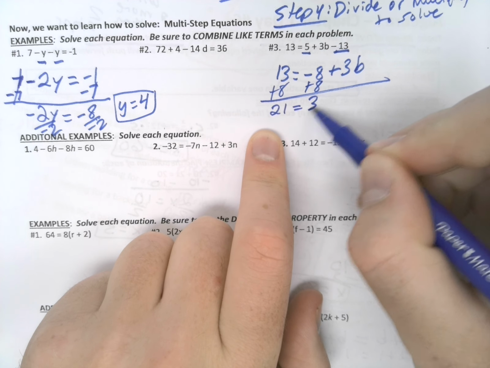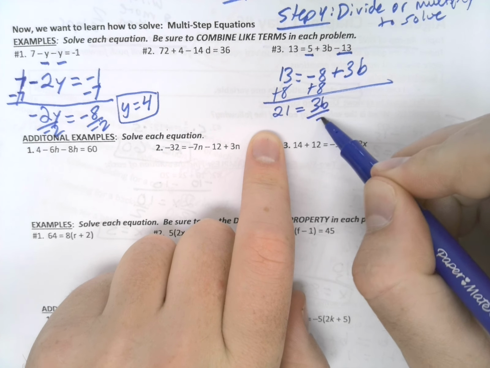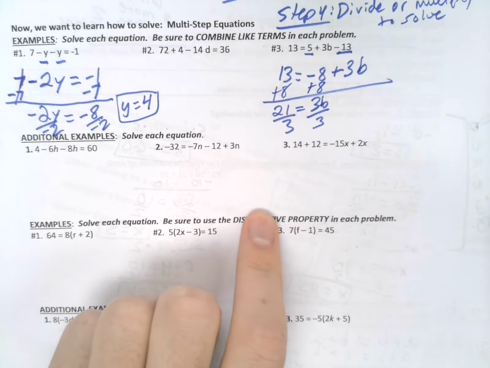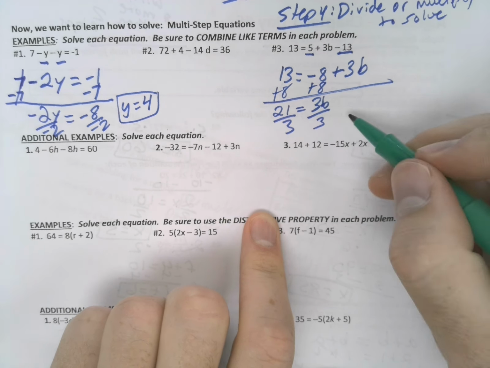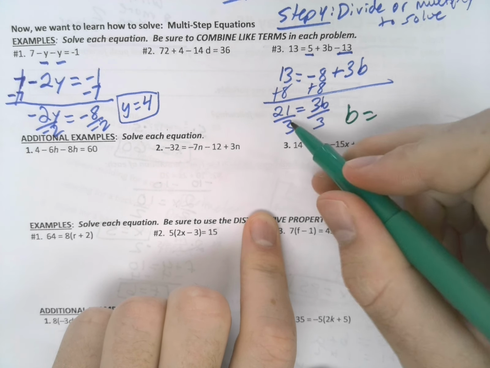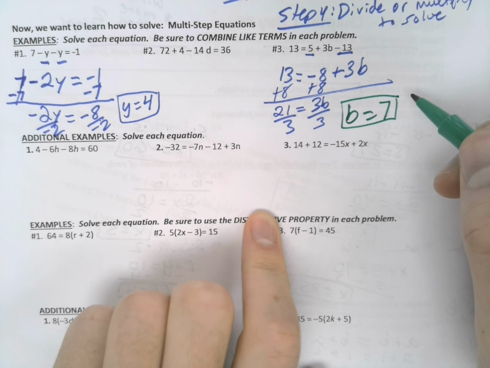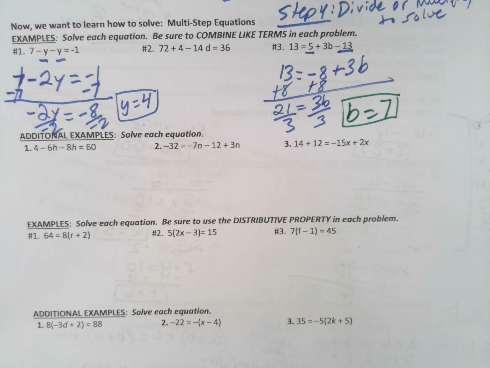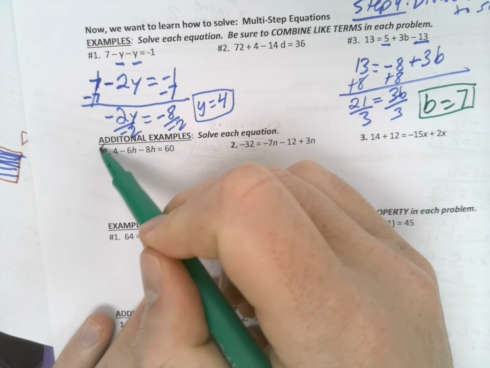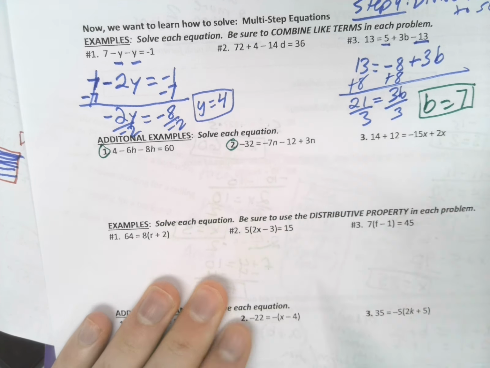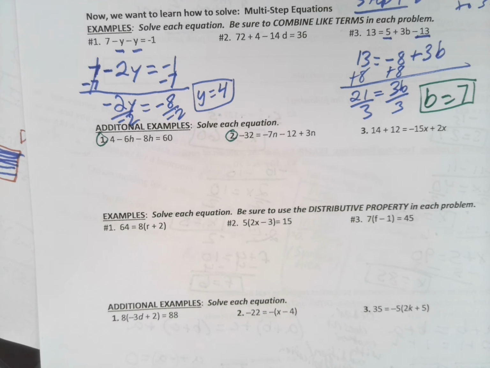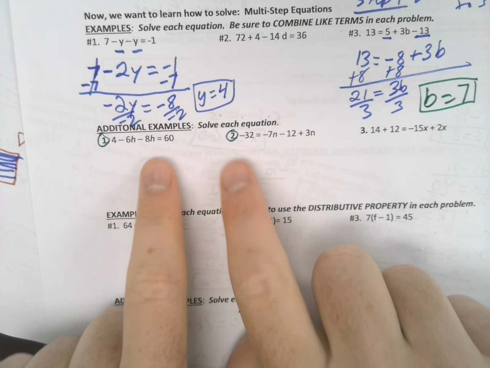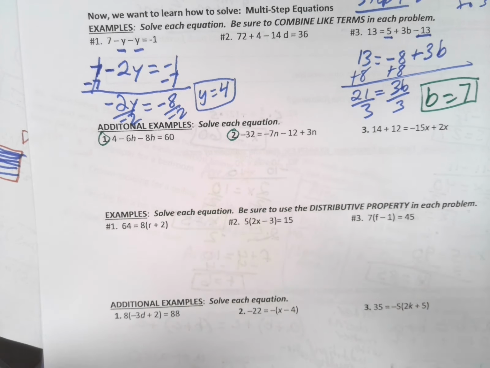21 equals 3b. Then we divide by 3. And so b, 21 divided by 3, we see that b is going to equal 7. And so what I'm going to let you guys do is try numbers 1 and 2 for me. Make sure you give yourself plenty of room, space them out. Let's see what you got.